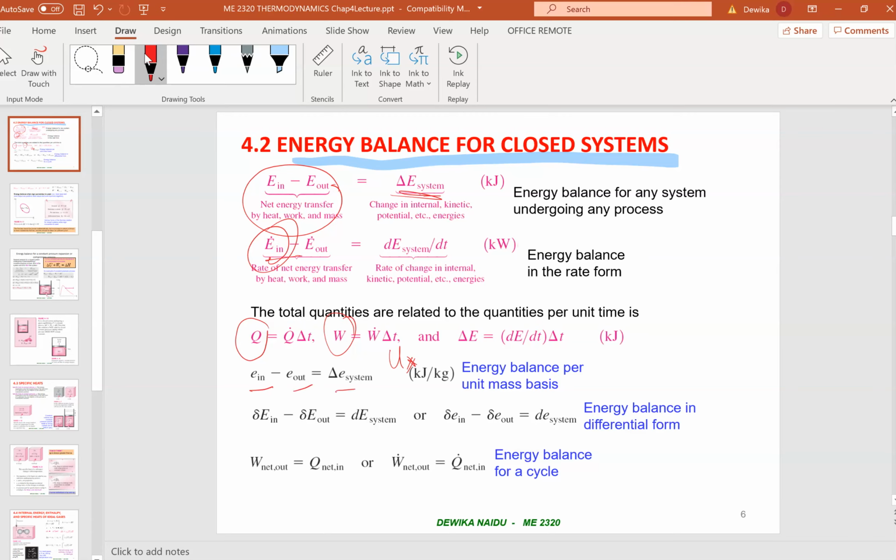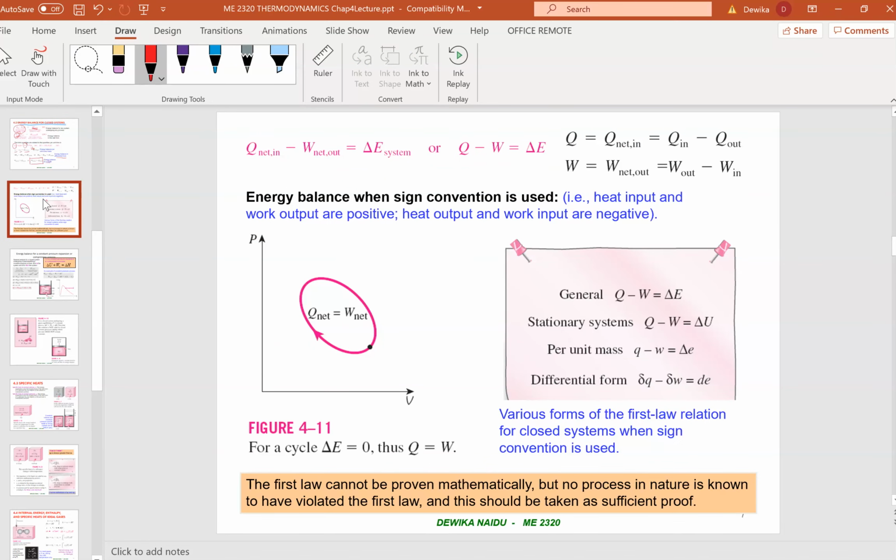So now let's look at the energy balance. E in minus E out equals delta E system. And then we have the energy balance in differential form. And then we have the energy balance of a cycle. Energy balance of a cycle is W net out equals Q net in. Now let's move on to expanding the formula of energy in and energy out. If you look here, this is still for the cycle.